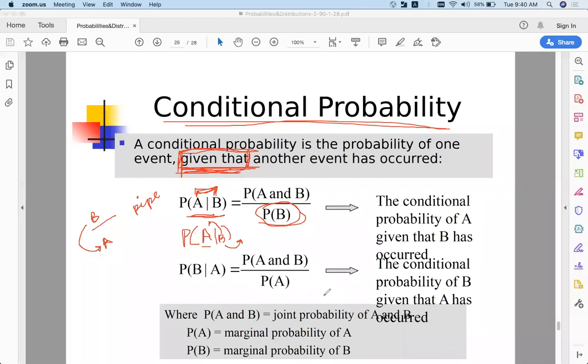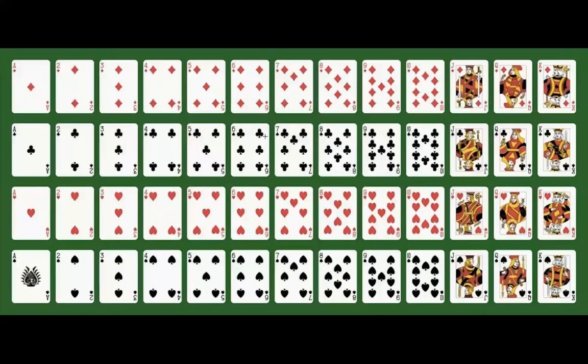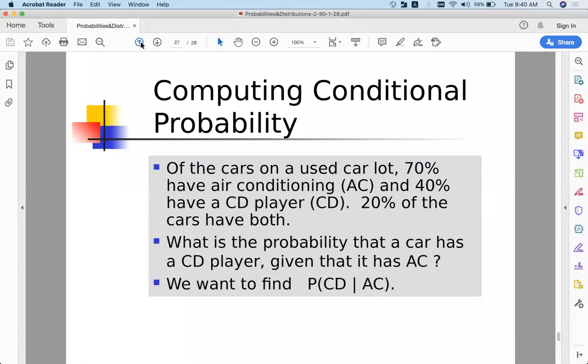Is probability of A part of probability of B? Not part of, it has some effect. What I mean by that is, let me explain with an example. I think you guys will understand. Let me write it down actually, or else you will not understand.